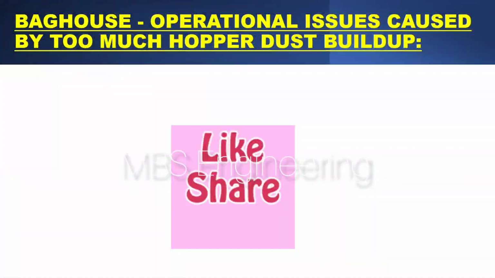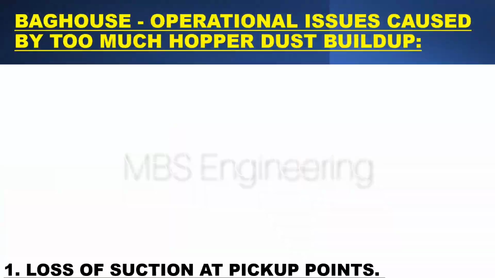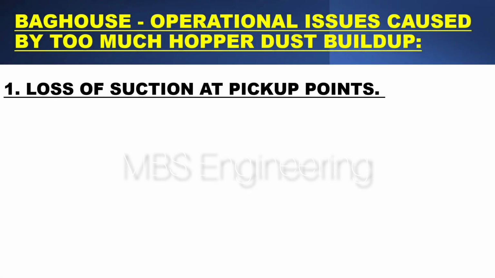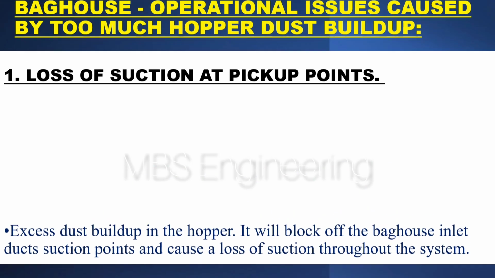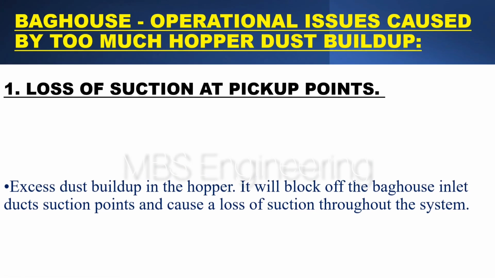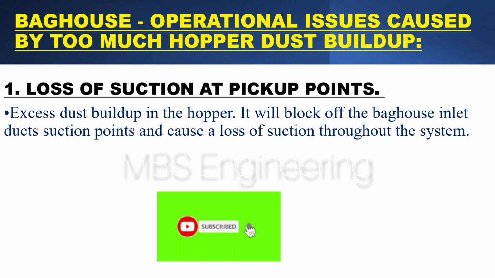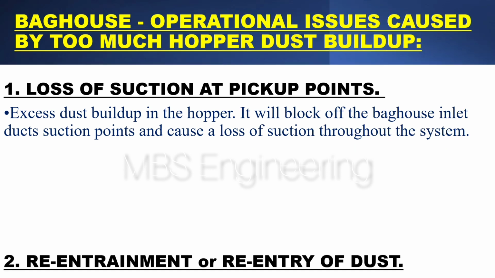Next, we are going to understand the baghouse operational issues caused by too much hopper dust buildup. The first issue is loss of suction at pickup points. Excess dust buildup in the hopper will block off the baghouse inlet duct's suction points and cause a loss of suction throughout the system.